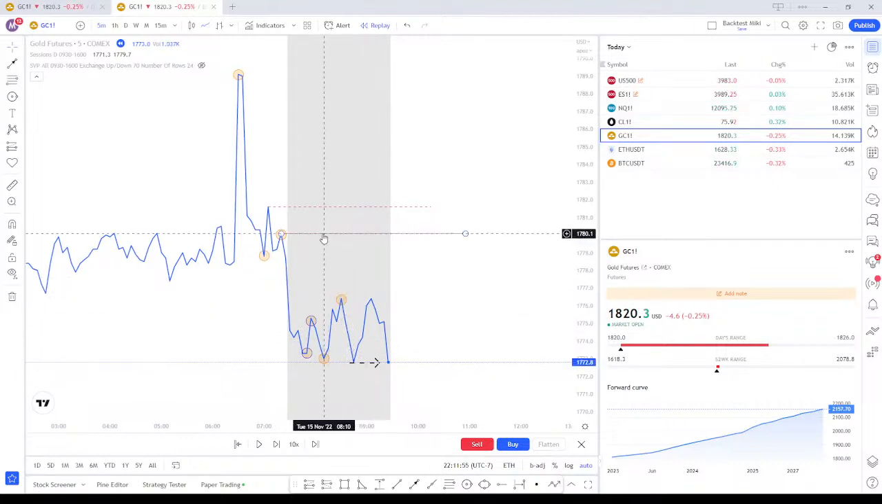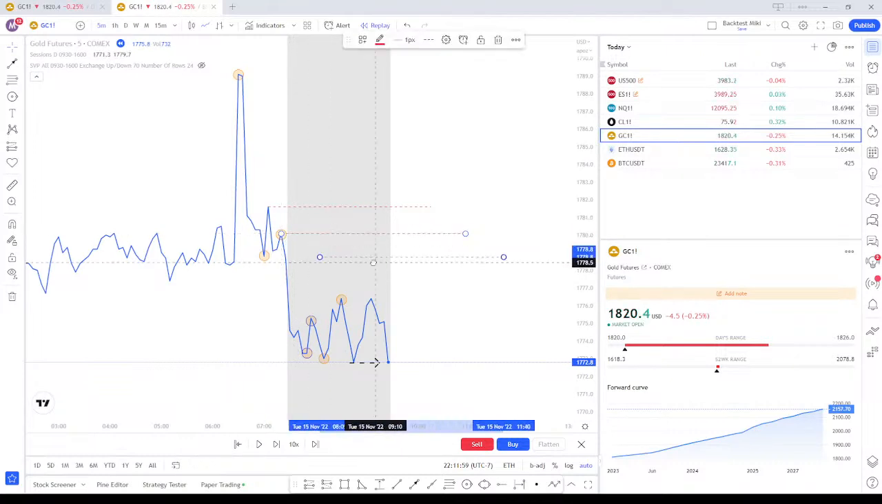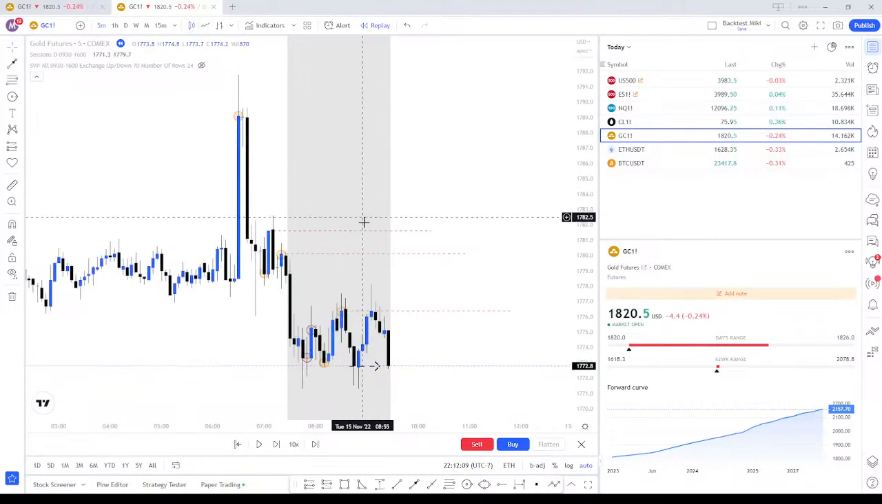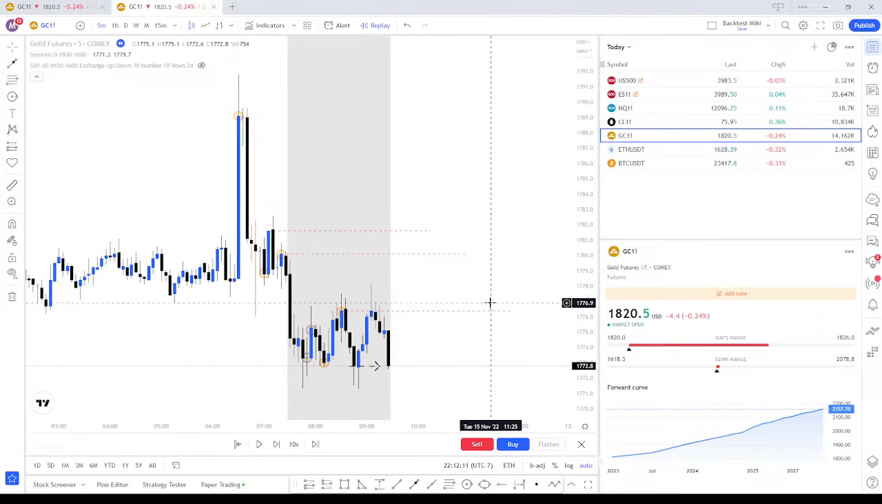So we're looking for price. Once price came back down, we took that long. We're looking to see how price interacted at this high here. So price double top there, and down we go.